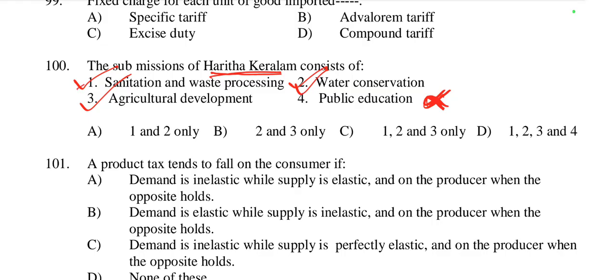So here option number 1, 2, 3 comes under the Haritha Keralam. So option number C is the right option. Here Haritha Keralam, it came in 2016.